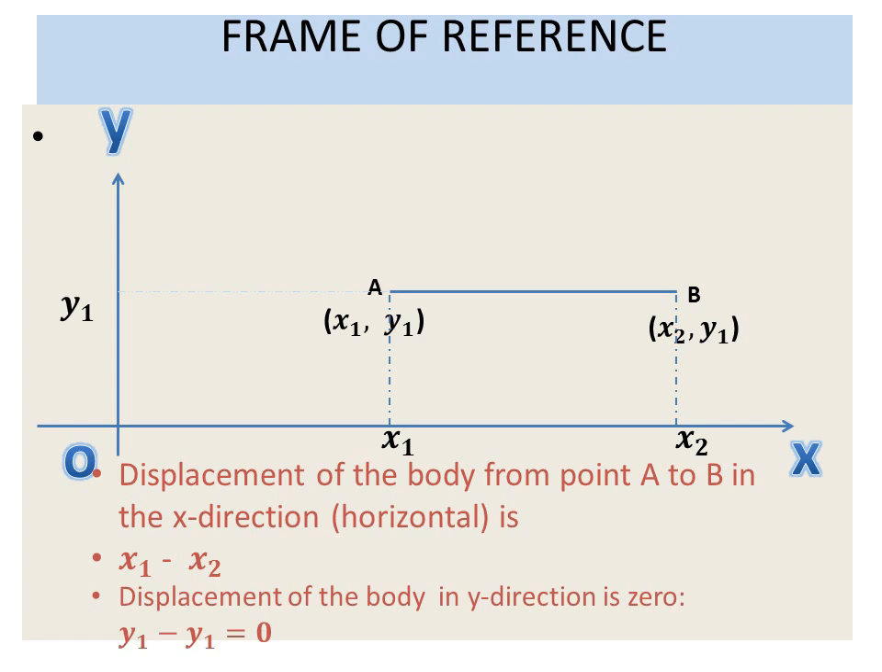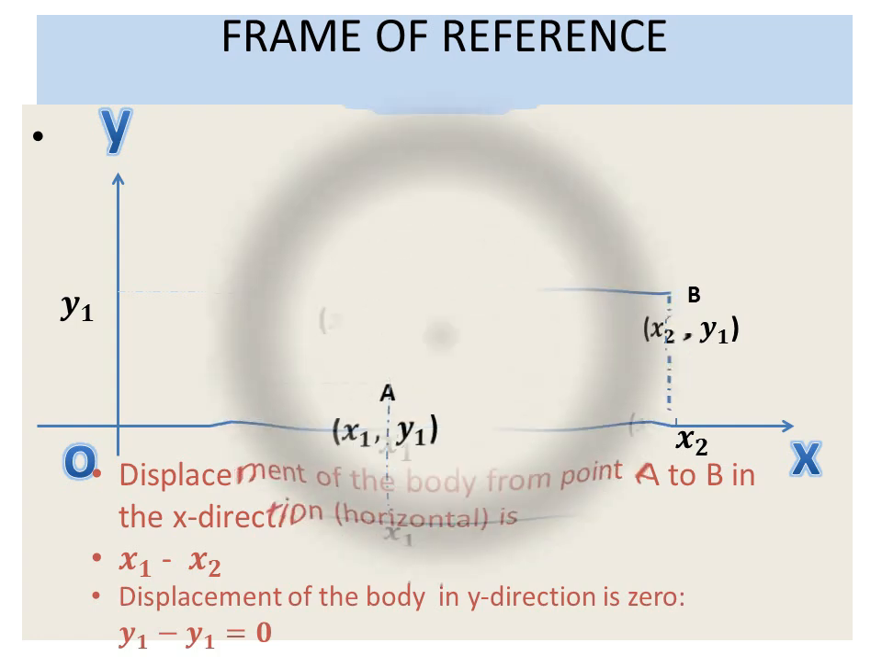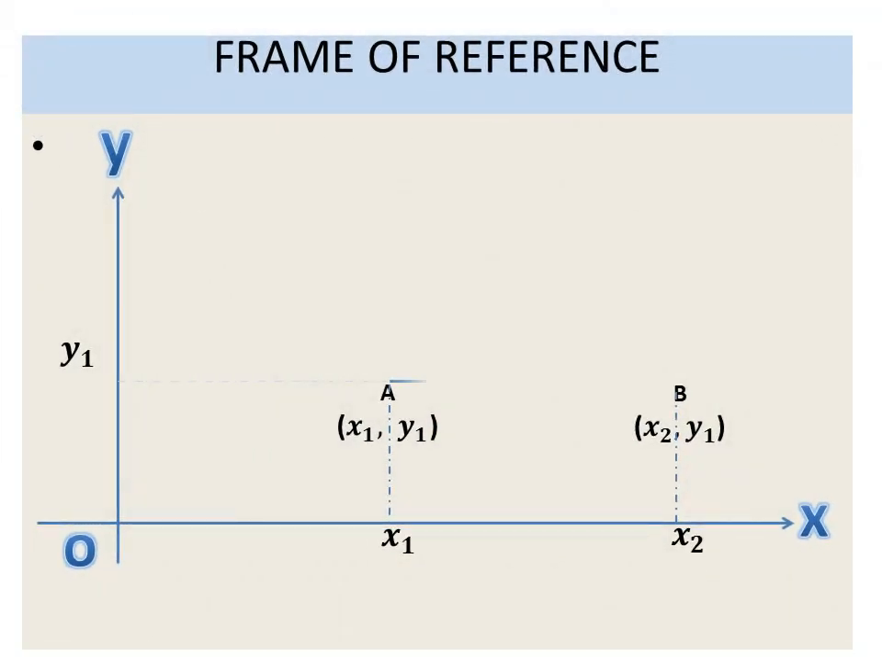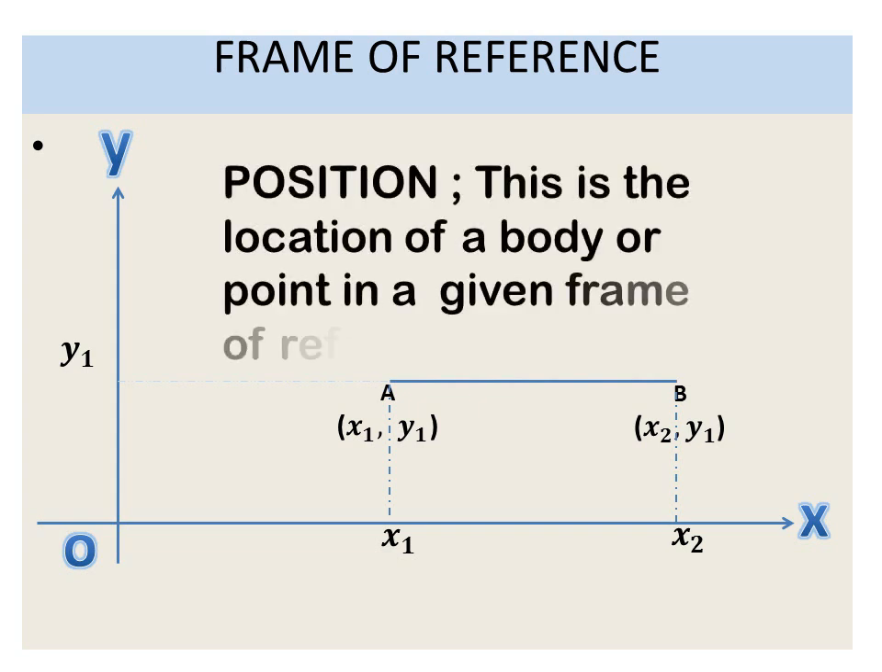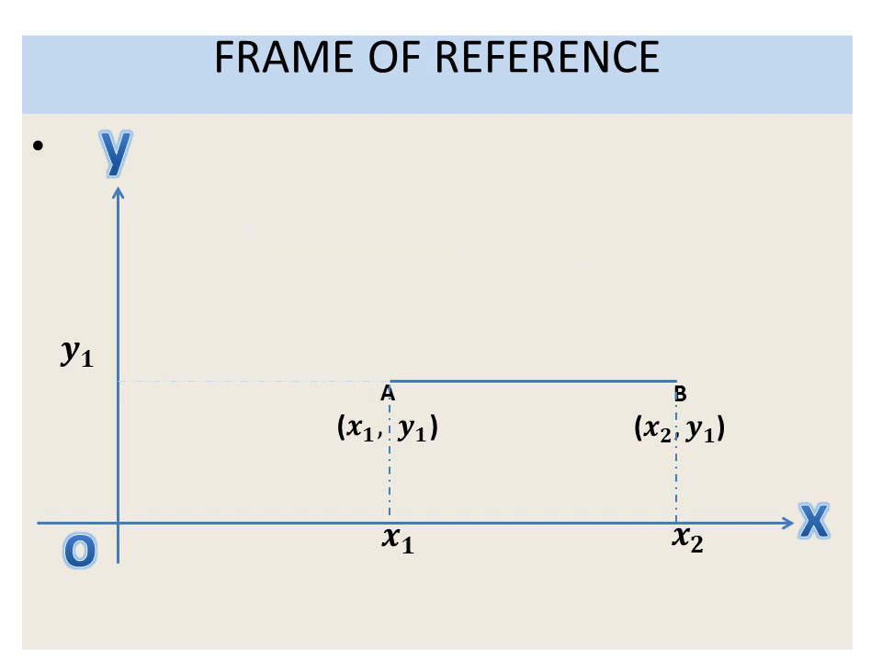Having said that, now I want to consider some definitions. So we have the motion from point A to point B. Position is the first thing I want to talk about. Position is the location of a body or point in a given frame of reference, such as depicted in the chart. Position A is denoted by coordinates x1, y1, and position B is denoted by x2, y1.